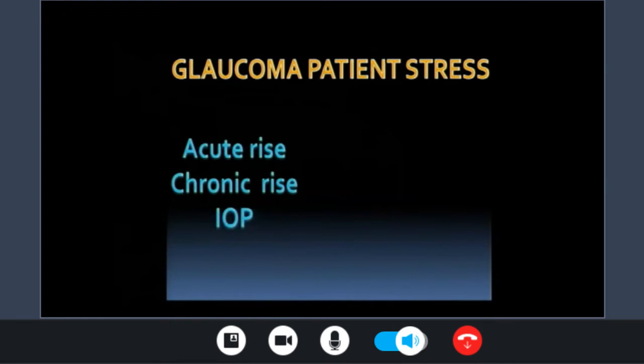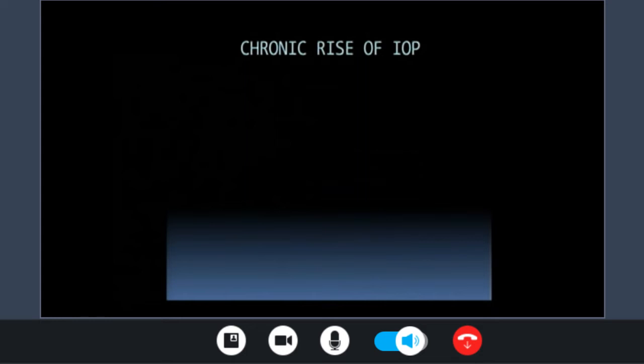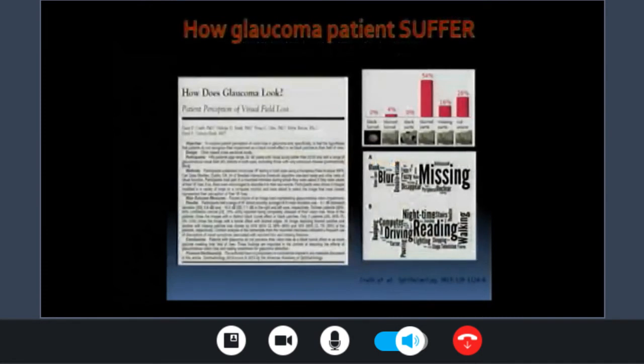Glaucoma patient stress. What glaucoma patient stress? We know that glaucoma patients have either chronic glaucoma or acute glaucoma. Both of them are suffering. Let us start with chronic glaucoma. The chronic rise of intraocular pressure will lead to function loss, as discussed in visual field function, and this will definitely lead to stress. This is a very interesting study in Ophthalmology.